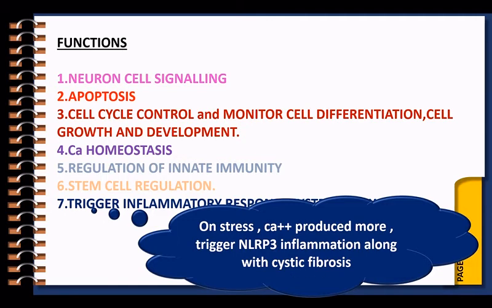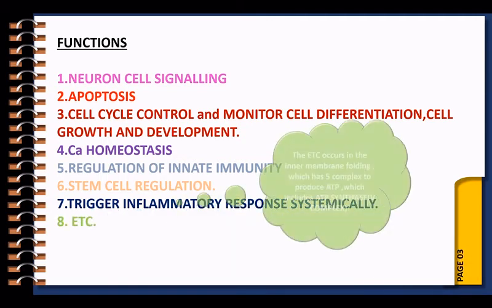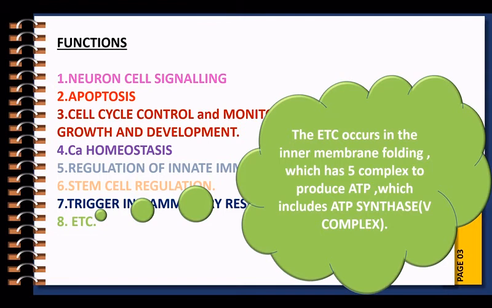And ETC, that is electron transport chain. The ETC occurs in the inner membrane folding, which has 5 complexes to produce the ATP, which also includes the ATP synthase, that is the 5th complex. So mitochondria is also responsible for cellular respiration by producing ATP via ETC.